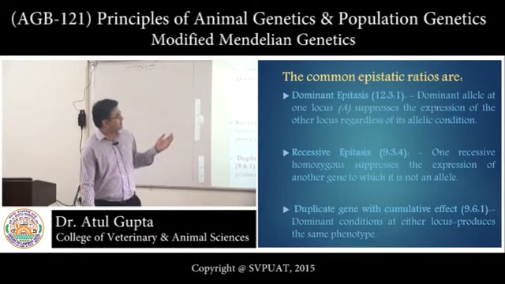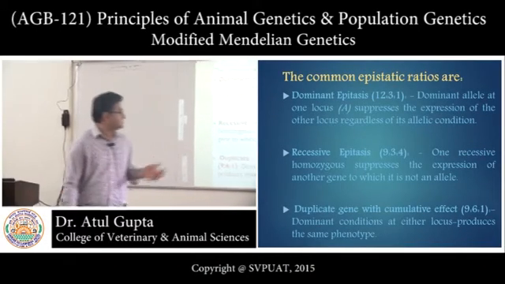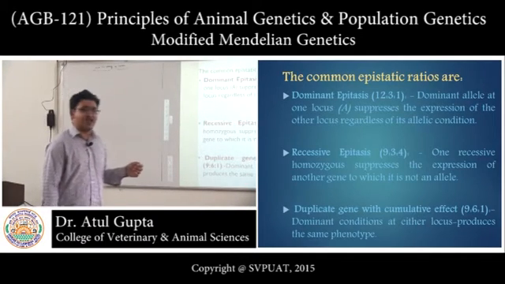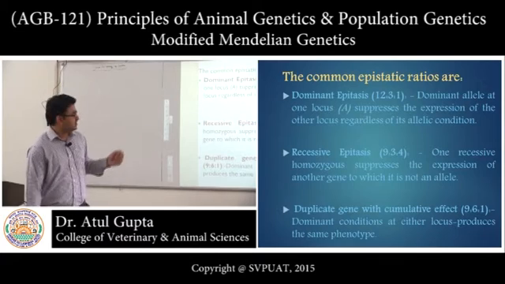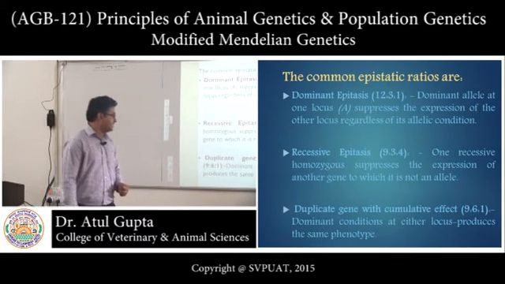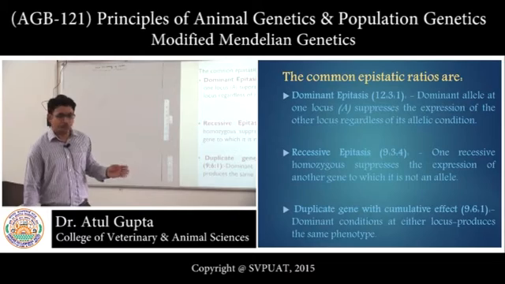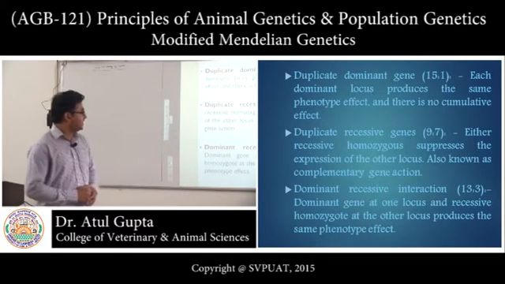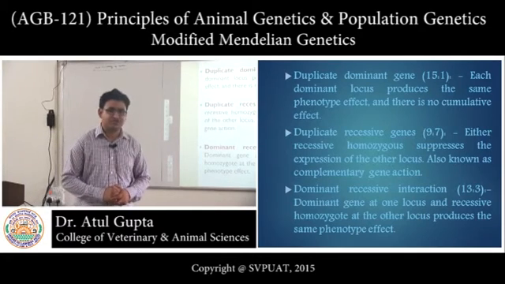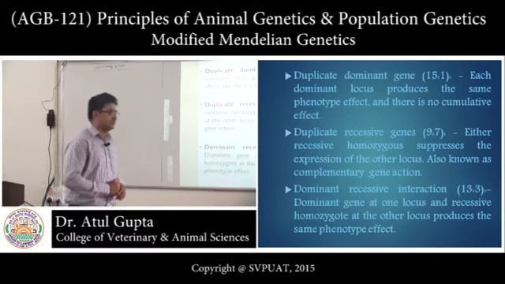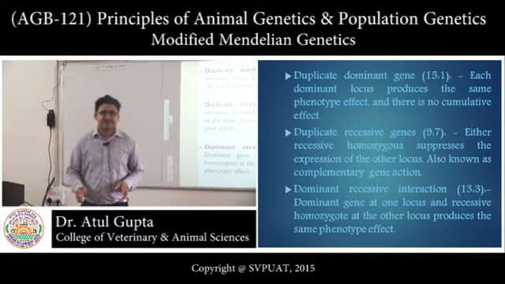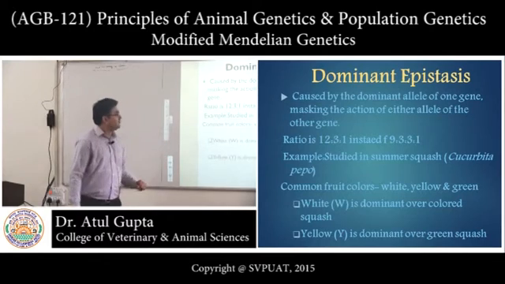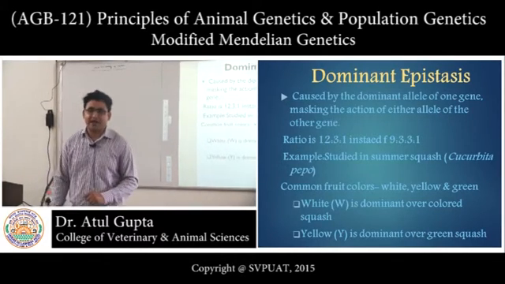So the common epistatic ratios are: dominant epistasis, which has a 12:3:1 ratio; recessive epistasis, which has a 9:3:4 ratio; duplicate gene with cumulative effect, which has a 9:6:1 ratio; duplicate dominant gene, which has a 15:1 ratio; duplicate recessive gene, which has a 9:7 ratio; and dominant recessive interaction, which has a 13:3 ratio. We will discuss them in detail. First we will discuss dominant epistasis.